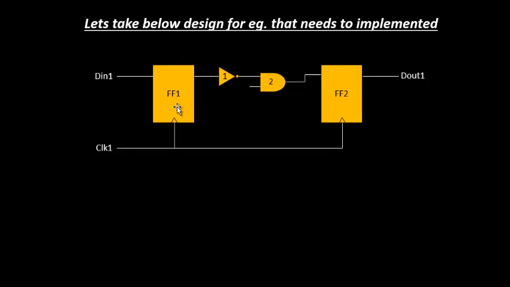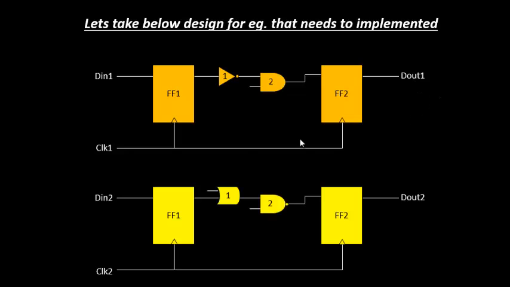Okay, so for example, we have flip-flop 1, one of the sequential cells, we have flip-flop 2, and we have the input port as D in 1, the clock port as clock 1, and the output port as D out 1. Okay, similarly there is one more section. Let's say we have this particular section. It again has a flip-flop 1, flip-flop 2, but of a different color, and this flip-flop 1 is driven by the input port D in 2 and the clock port clock 2, and the output port is D out 2. Okay, so this set of the circuit is driven by clock 1 port. This set of the circuit is being driven by clock 2 port.